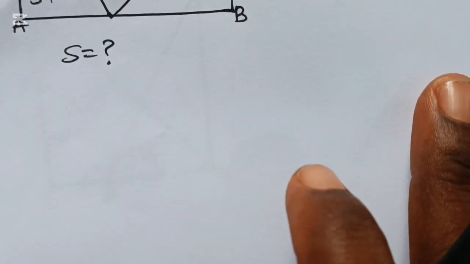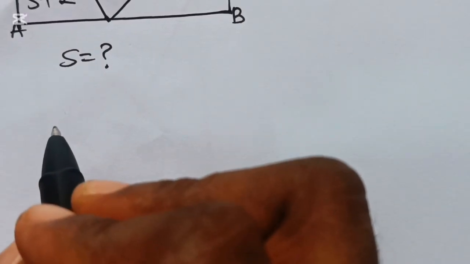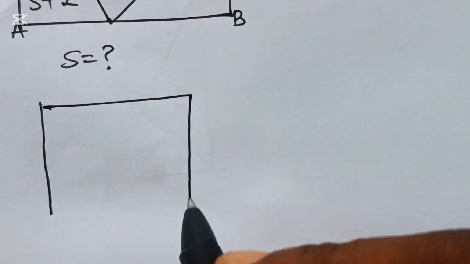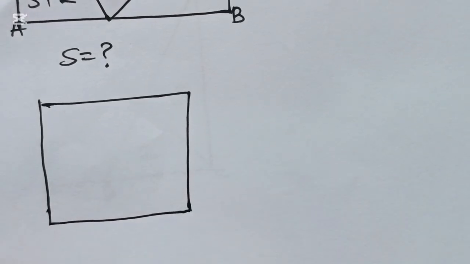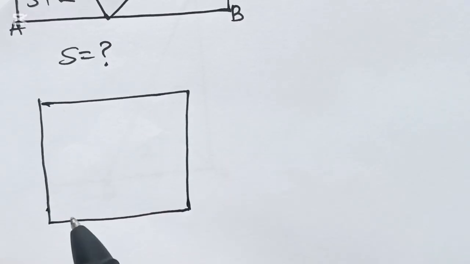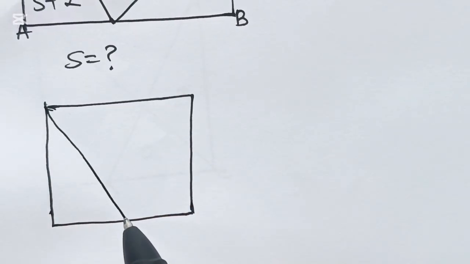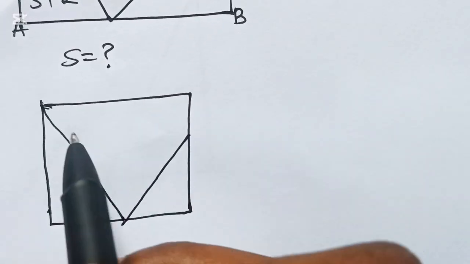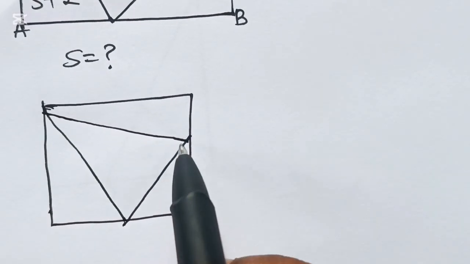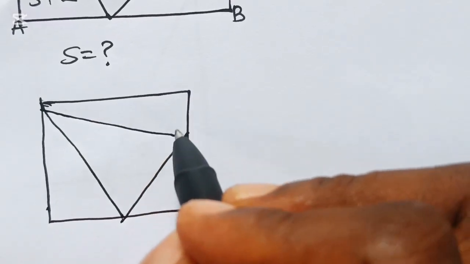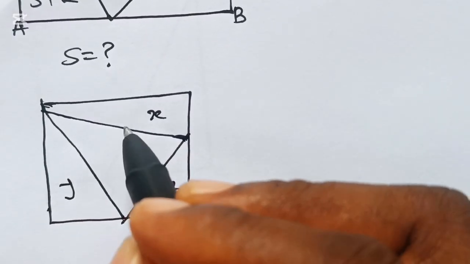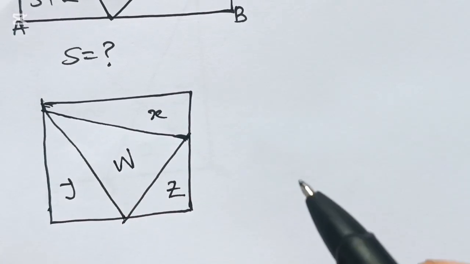Okay, first of all, let's draw another shape. So we have this. Okay, now according to this theorem, if we have all these triangles inscribed inside a rectangle, okay, this is x, this is y, this is z, and this is w.